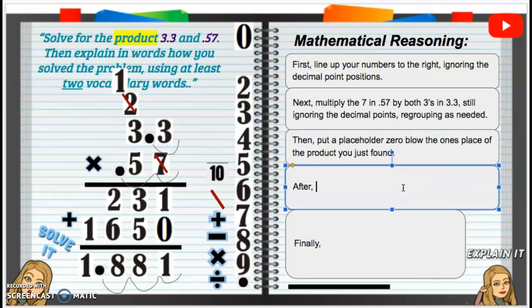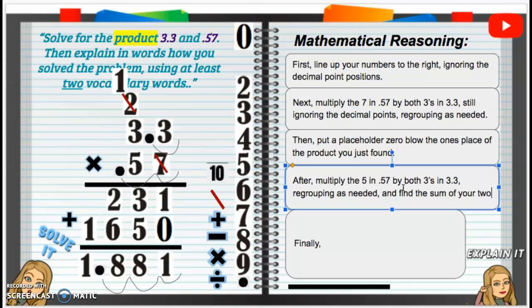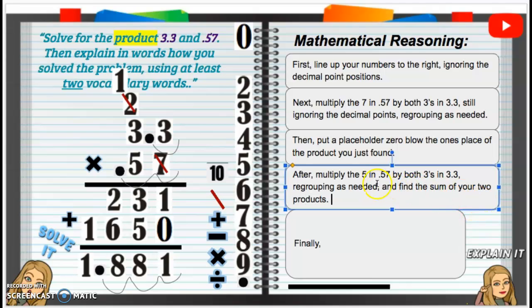After, well, we multiplied that 5 through, right? So multiply the 5 in 57 hundredths by both 3's in 3 and 3/10, regrouping as needed, and find the sum of your two products. So we then found the sum of our two products.